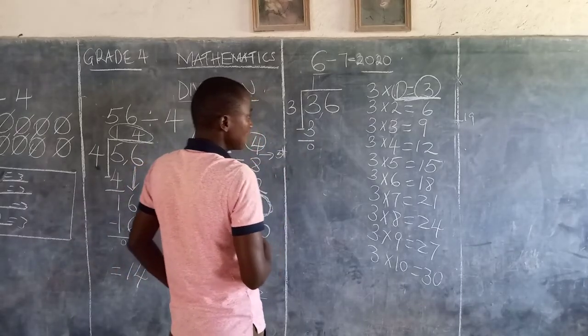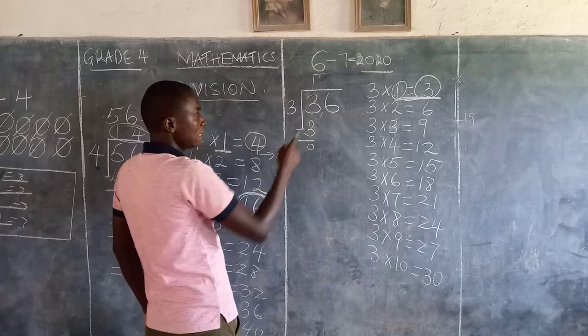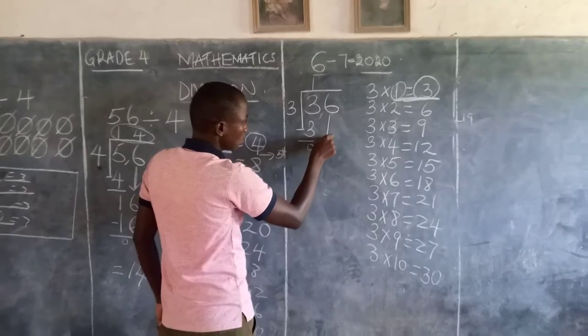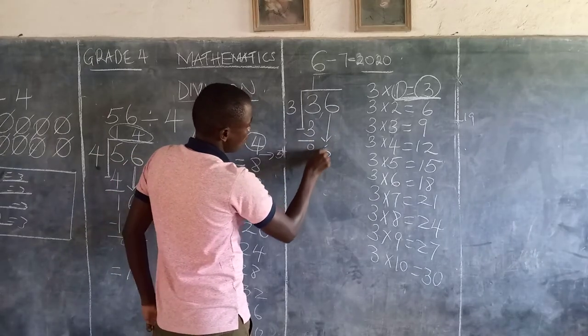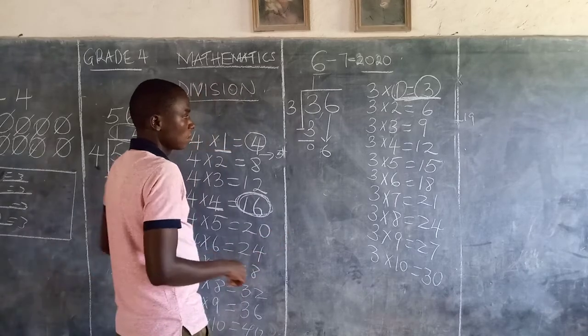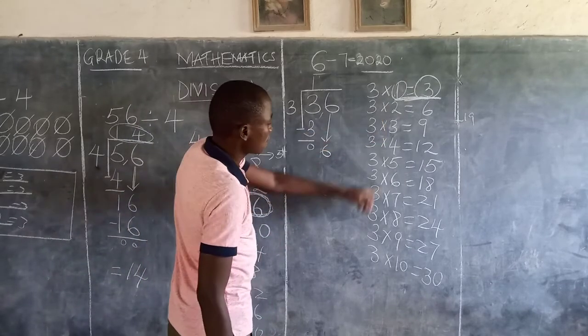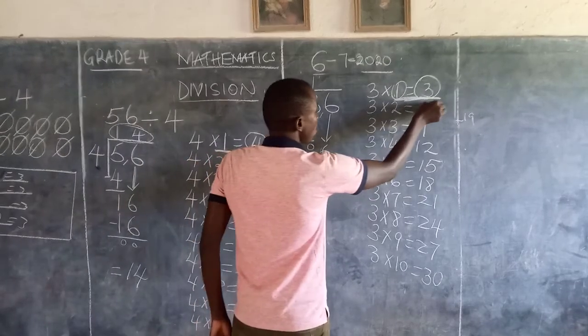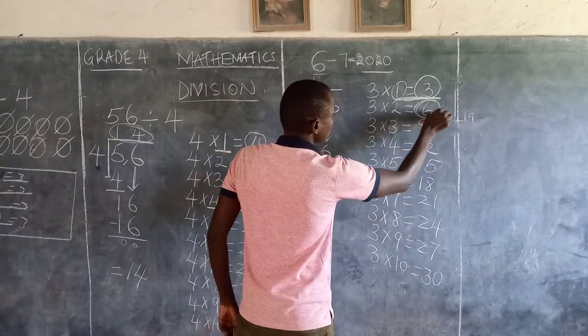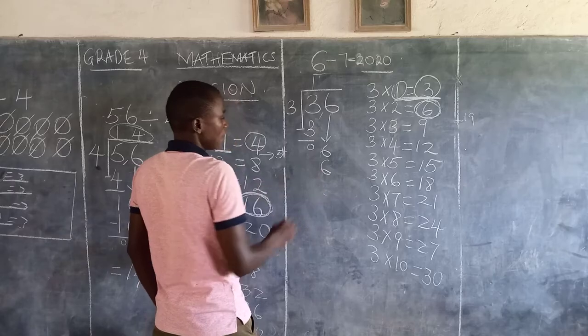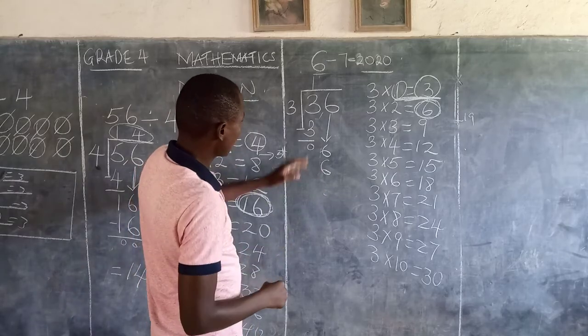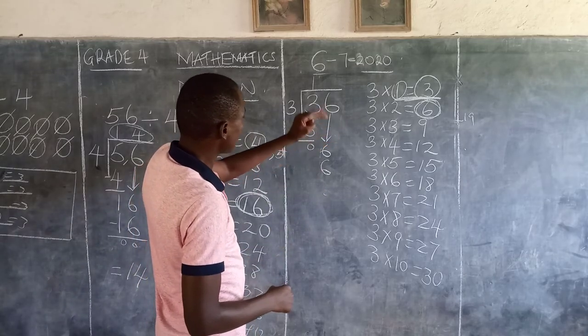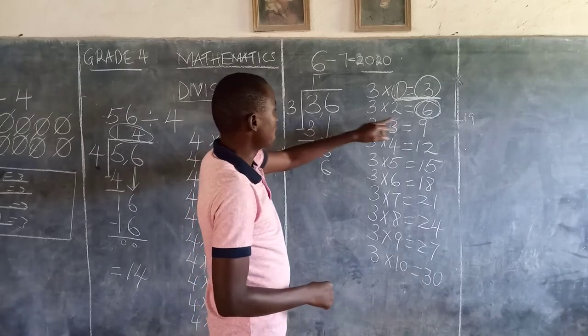You drop the next digit. The next digit was 6. You drop it down. You have 6. Go back to your table, look for 6. Do you have 6? Yes, it is here. You circle it and write it here down. Then ask yourself, or check the number that was multiplied by 3 to obtain 6.